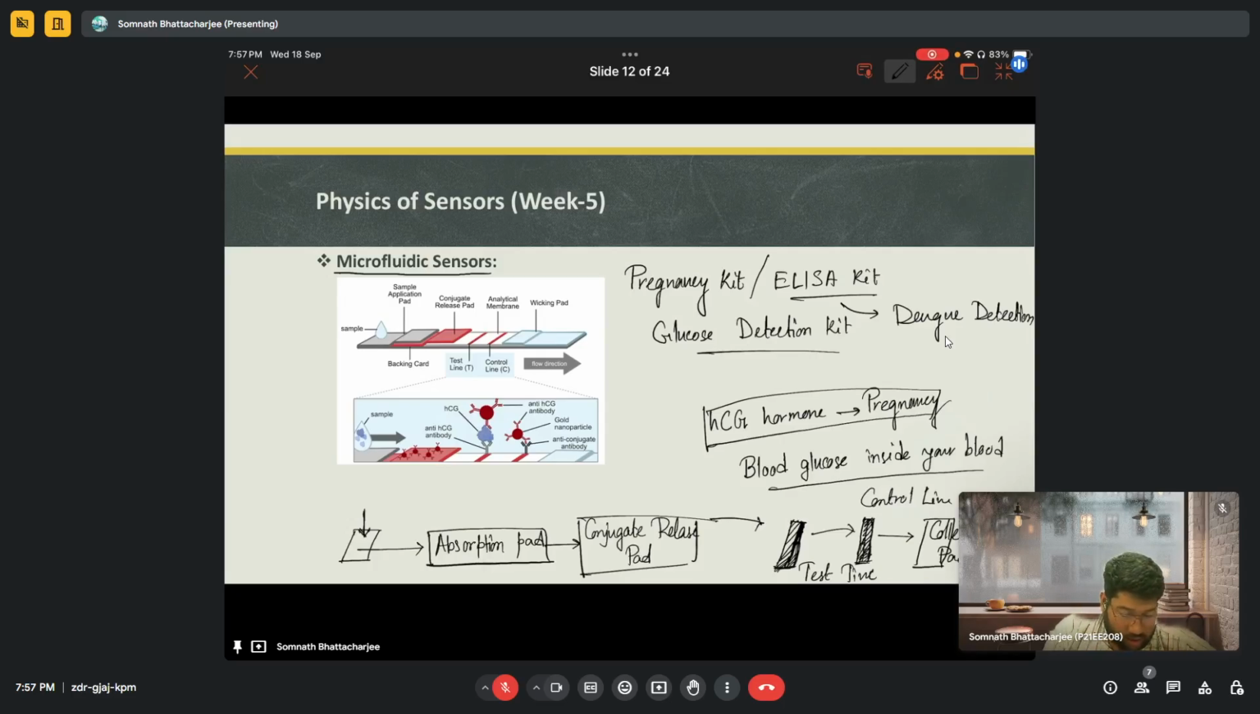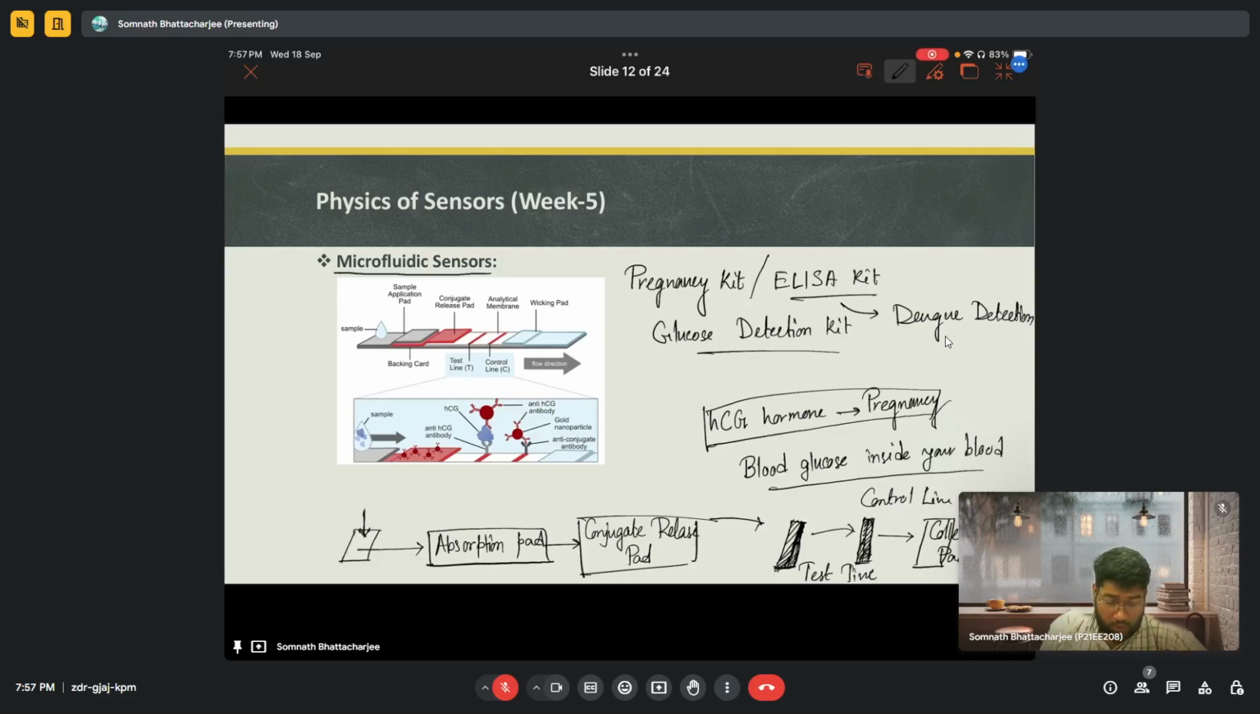So here it goes through a microfluidic channel. That's why it's called the microfluidic sensor. Based on this test line data and the control line data, we can verify if HCG is present in your urine, or if blood glucose of a certain amount is present inside your blood, or those things.